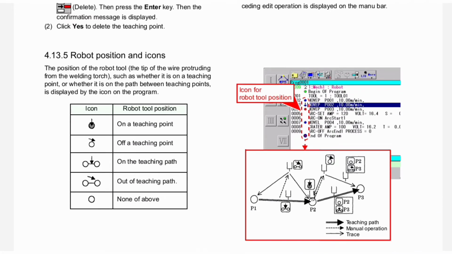Next is robot position and icons. The position of the robot tool, the tip of the wire protruding from the welding torch, such as whether it is on a teaching point or whether it is on the path between teaching points, is displayed by the icon on the program. Now here you can see a table of two columns: icon, and second one is robot tool position. First symbol is on teaching point, second one is of a teaching point, third one is on the teaching path, fourth one is out of teaching path, last one is none of the above. Here you can see icon for robot tool position in this diagram.